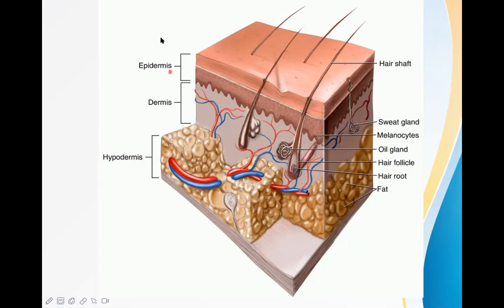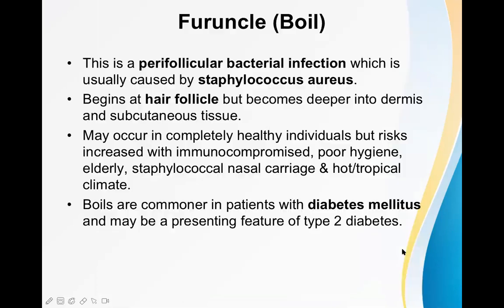Now with this easy type of description, it will be nice for you to move further. Now let's start the topic proper. What do we mean by furuncle or boil? See here, furuncle, or boil, is a perifollicular bacterial infection. Now this follicular is the term for hair follicle, the hair follicle which you just saw in the previous picture.